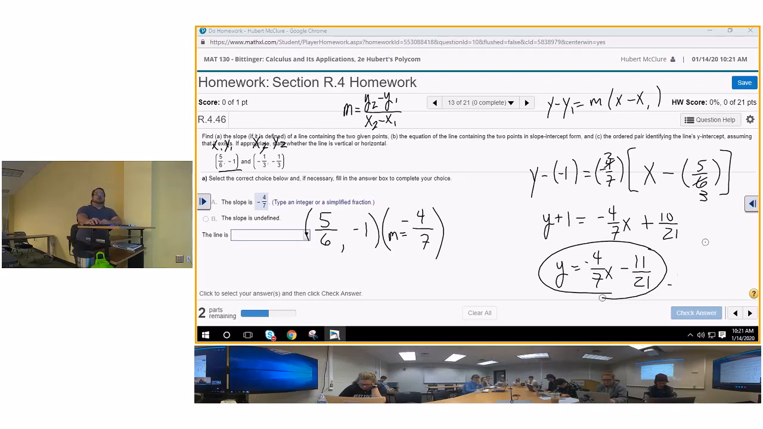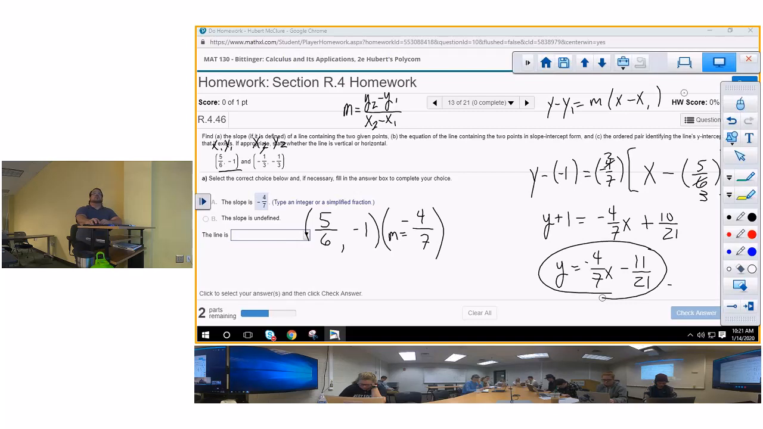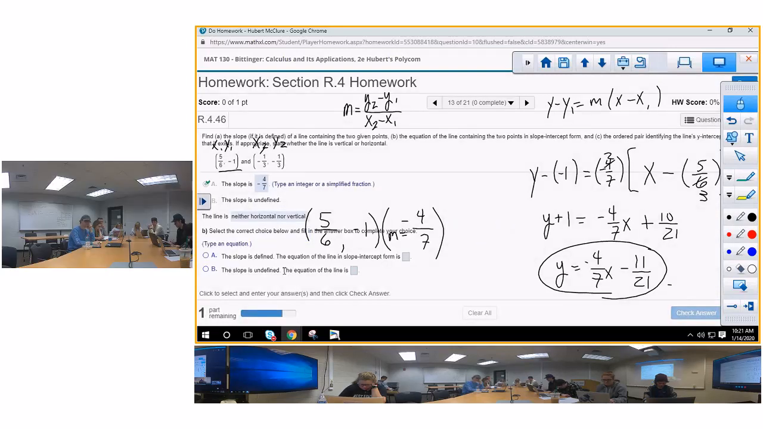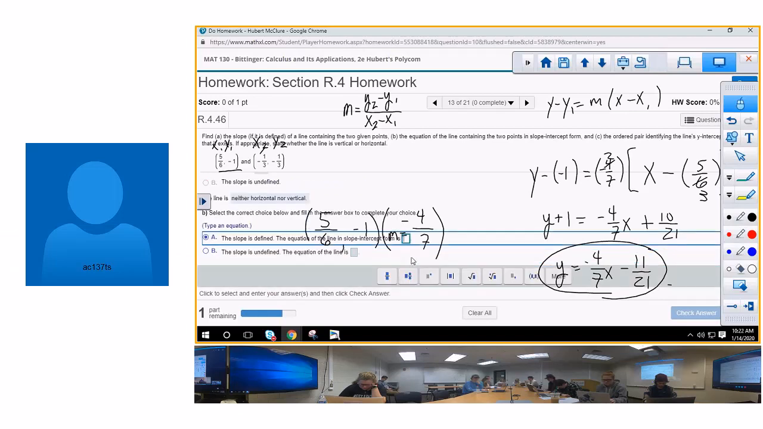So let's check it and see, because I could have a careless mistake in there. Neither horizontal nor vertical. Slope is defined. I'm going to put a 3 because I don't feel like typing all that in.